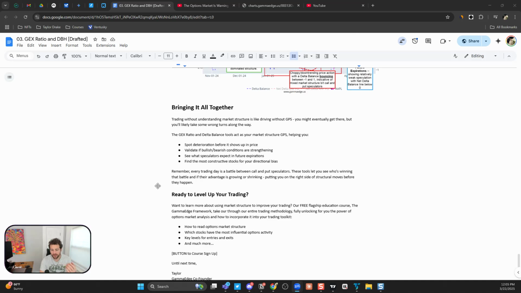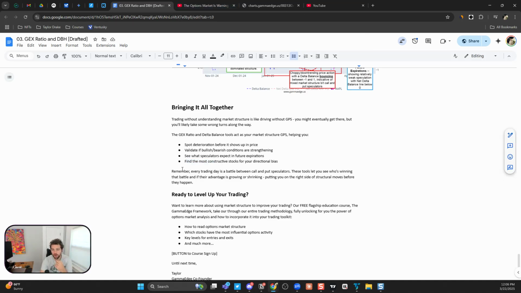So with that concludes our lessons. Hopefully you understand how GEX ratio and the delta balance interact together to help us act as our market GPS. Specifically, they help us spot deteriorations before they show up in price, validate whether bullish and bearish conditions are strengthening or weakening, see what speculation looks like in future expirations, and then, bringing all those factors together, they help us find the most constructive stocks to be in, whether that is bullish or bearish.